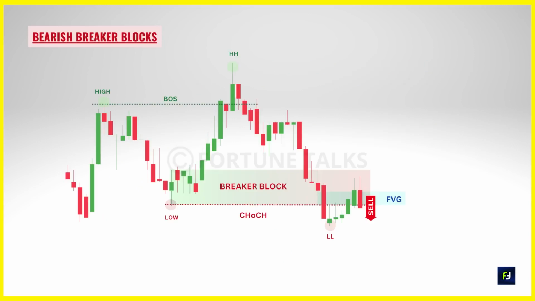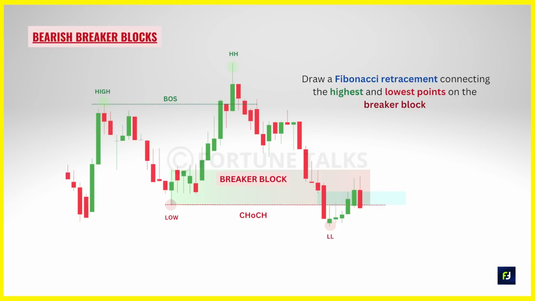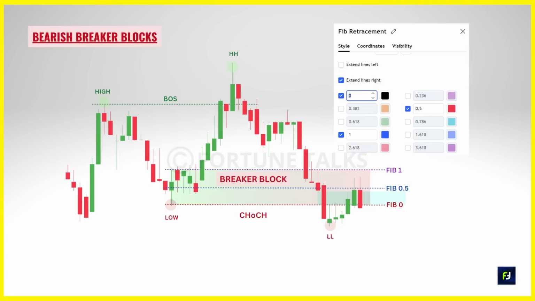Anyways, when price returns back to the bearish breaker blocks and moves lower, we can look to enter into short trades. Now, another thing you can do is to draw a Fibonacci retracement connecting the highest and lowest points on the breaker block. We only need the 0%, 50%, and 100% Fibonacci levels. You can adjust this in the settings. This way, we can optimize our trade entries.